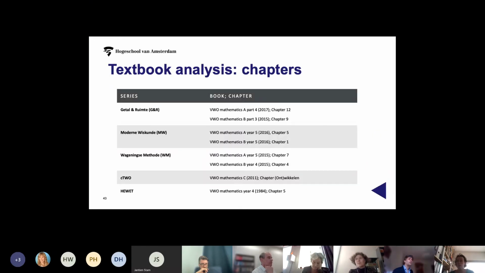And now I looked at some other textbooks as well. We see the well-known Getallenruimte, Moderne Wiskunde and Wageningse Methode here again. But then these were the textbooks for 16, 17-year-old students. But I also looked at material that was developed for the C2 project, a chapter. And I also looked at a rather old chapter from the Hebet project on logarithms, to compare very different styles on how to introduce logarithms.